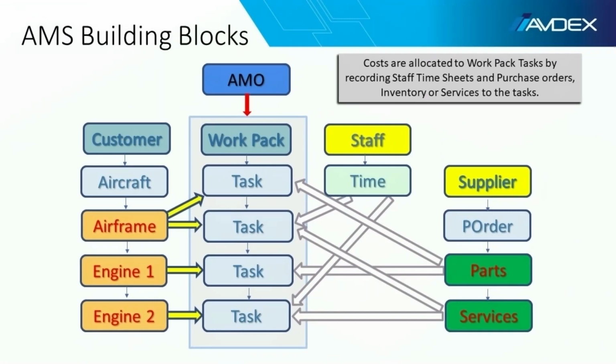AMS building blocks. Linking and managing AMS records. Aircraft, work packs, tasks, reporting. Personnel, timesheets. Suppliers, purchase orders, inventory. Costs are allocated to work-pack tasks by recording staff labor time and purchase orders, inventory or services to the tasks.